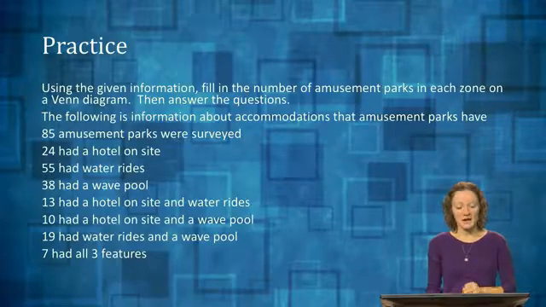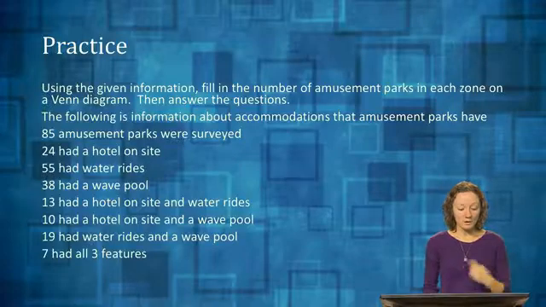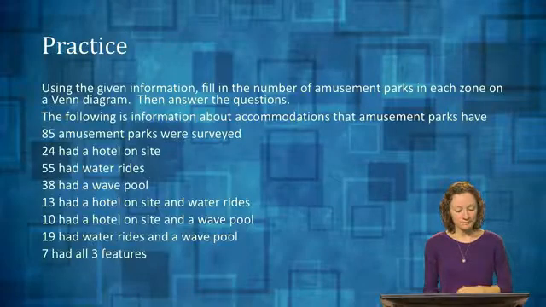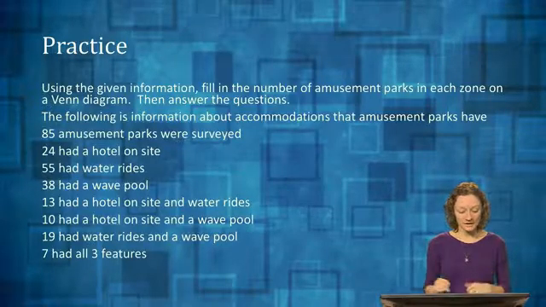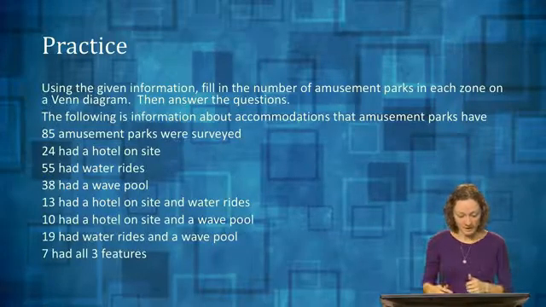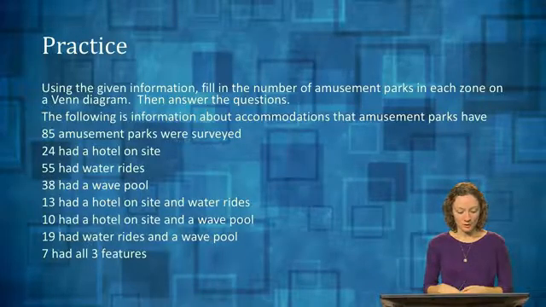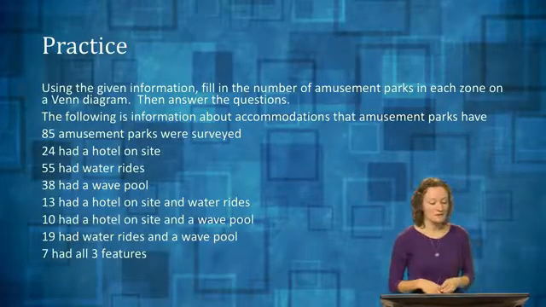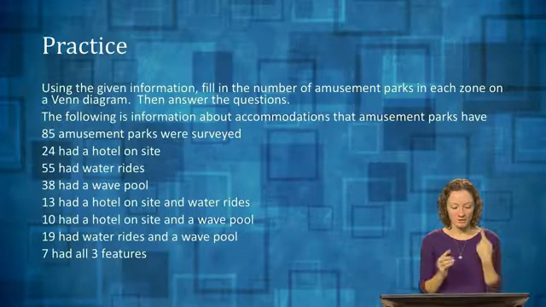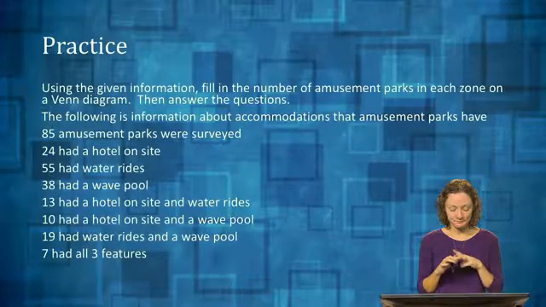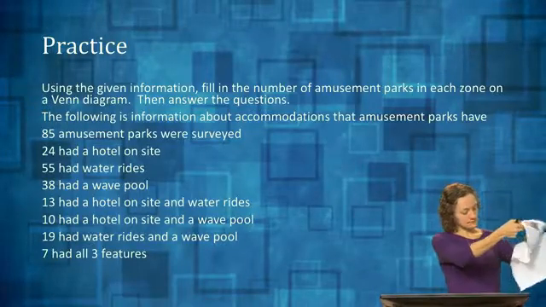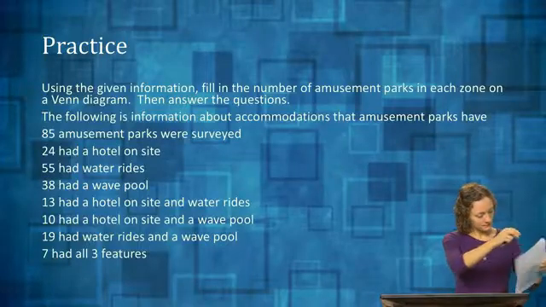So this is all the information. 85 total amusement parks surveyed. 24 of them had a hotel. 55 had water rides. 38 had a wave pool. 13 had hotel on-site and water rides. That doesn't mean they're separate from those. It's still part of that full number of 24 and 55. 10 had a hotel on site and a wave pool. 19 had water rides and a wave pool, and 7 had all 3 features. So draw the Venn diagram. There have to be 3 sets here, the 3 of them being hotel, water ride, and wave pool. And then attempt to answer those questions. So give it a shot first on your own, and then we'll go through it together.